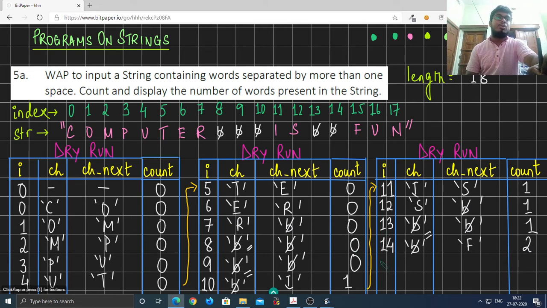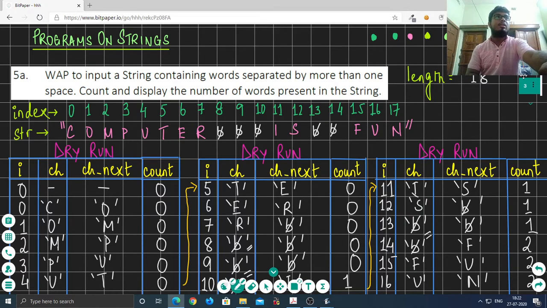So this continues. We go at 15, the current character is F, the next character is U, count would still remain 2. Next, at 16, the current character is U, and the next character is N. Current count is still 2.